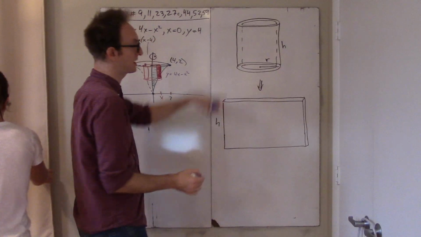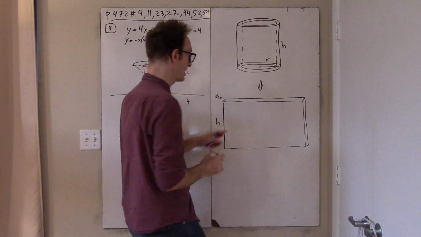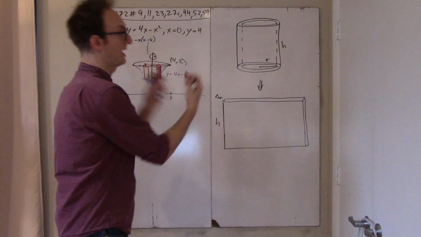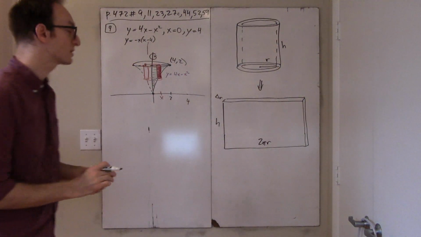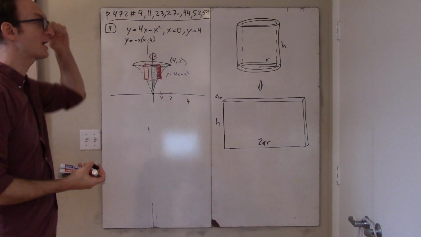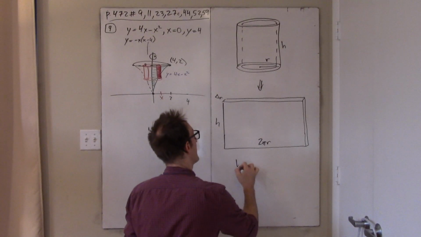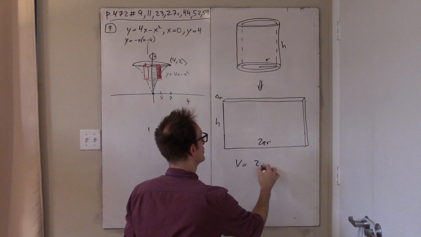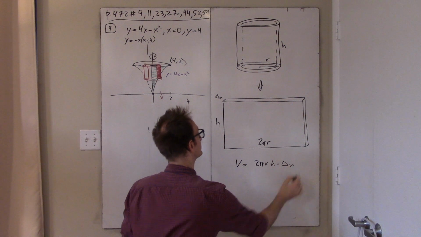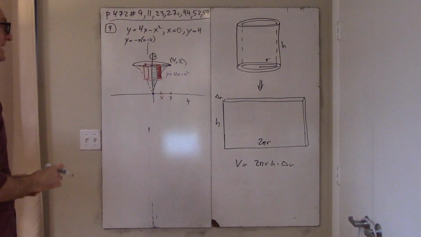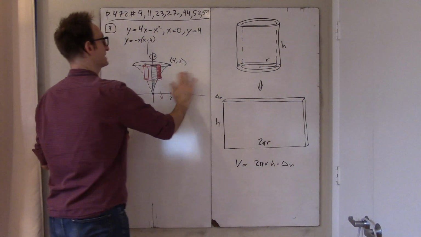This is just h, the height of your shell, and the thickness of this is just delta r, and the length is just the circumference of the circle which was unrolled. So you don't even really need to memorize this. You should think about it for a second: what is a shell? You unroll it, and then the volume of this is just 2 pi r times h times delta r.